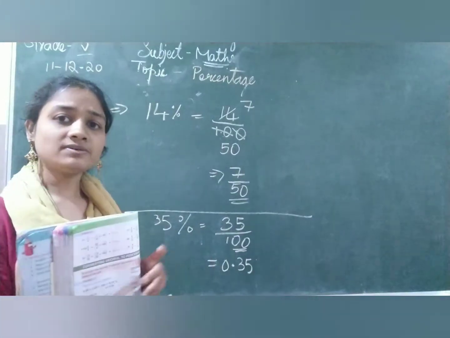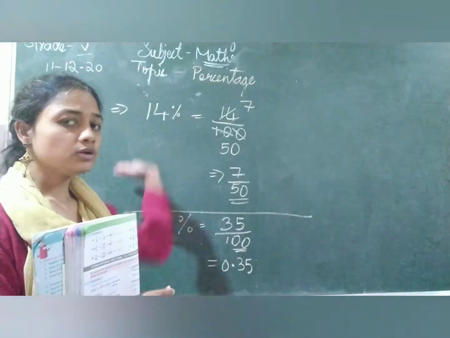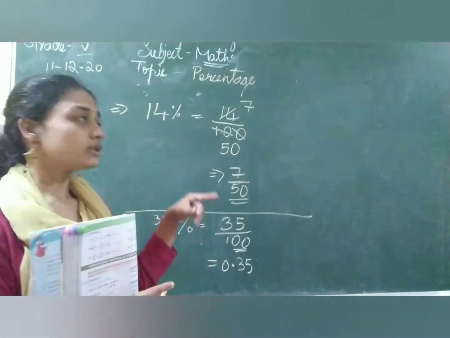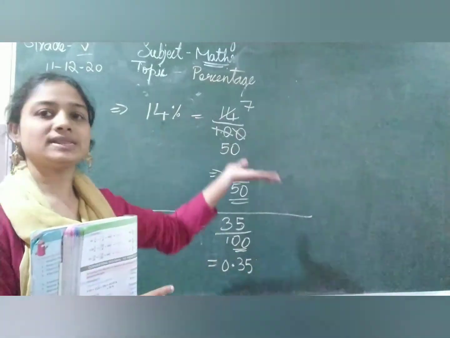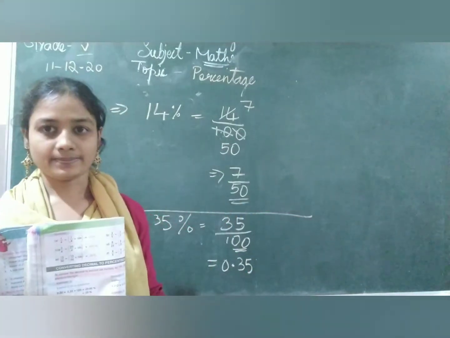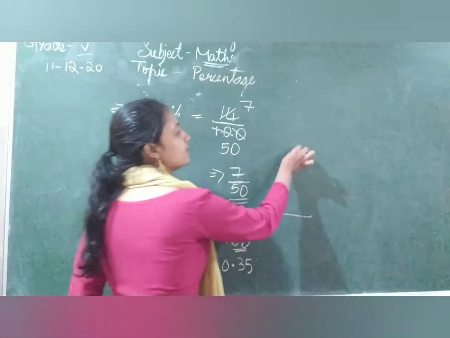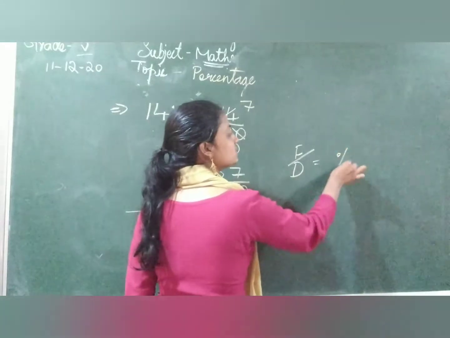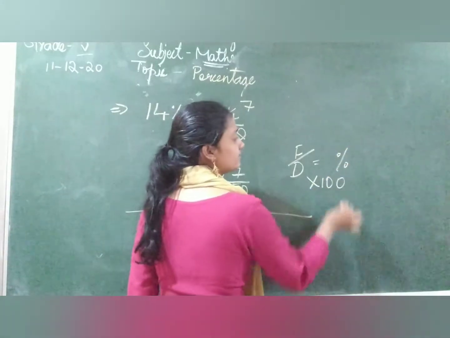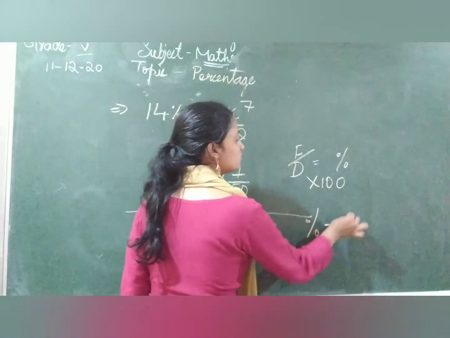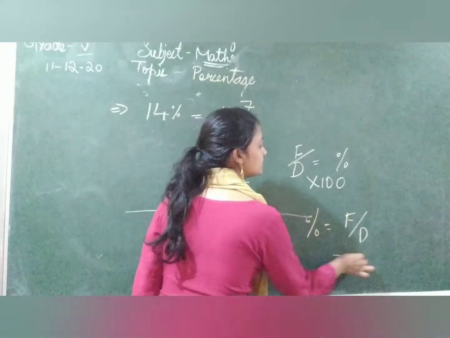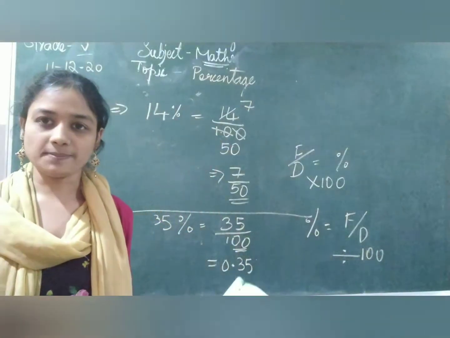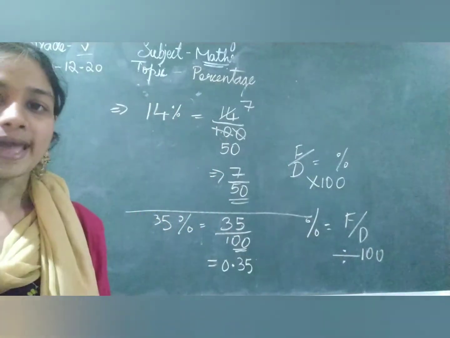Overall, if you want to convert from fraction or decimal to percentage, multiply with 100. If you want to convert percentage to anything, divide by 100. I'll say it once again. Fraction or decimal to percentage, you will multiply by 100. From percentage to fraction or decimal, you will divide by 100. This is the main thing you should keep in mind. Now let's go for the exercise problems.